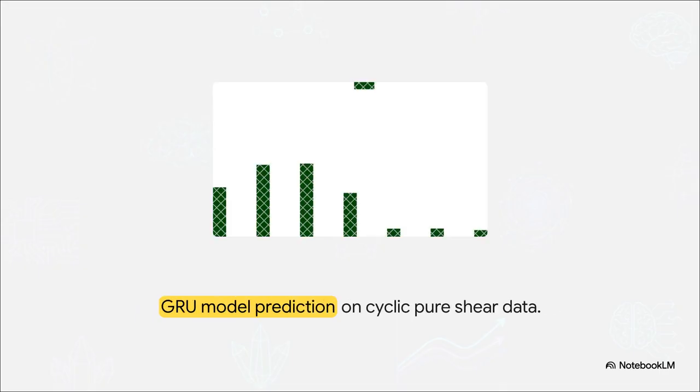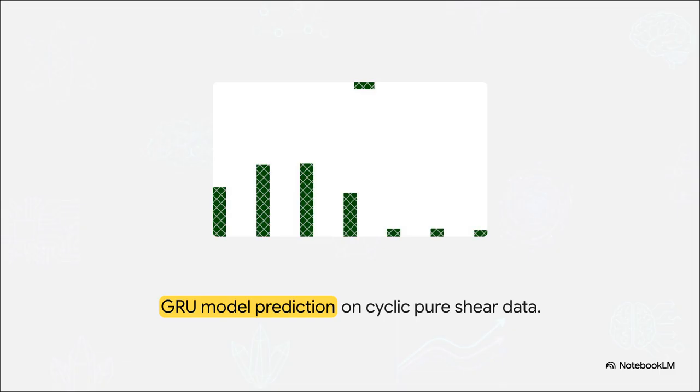But they didn't just stop there. They pushed the model to its absolute limits by testing it on highly sparse data, like cyclic pure shear loading, where most of the input parameters are just 0. On the left side of this figure, you're looking at a model trained from scratch on the original short-length time series data, and you can see it really struggles to capture those stress peaks accurately.